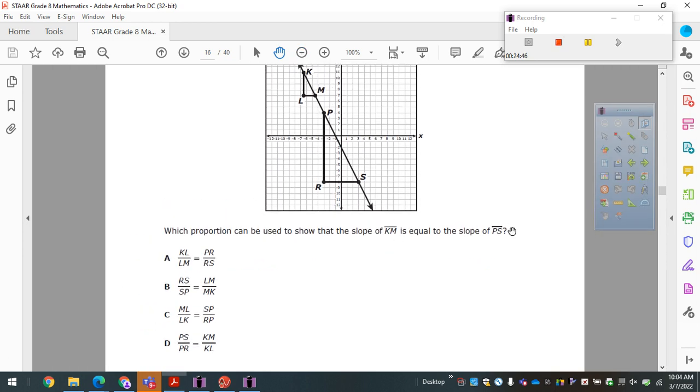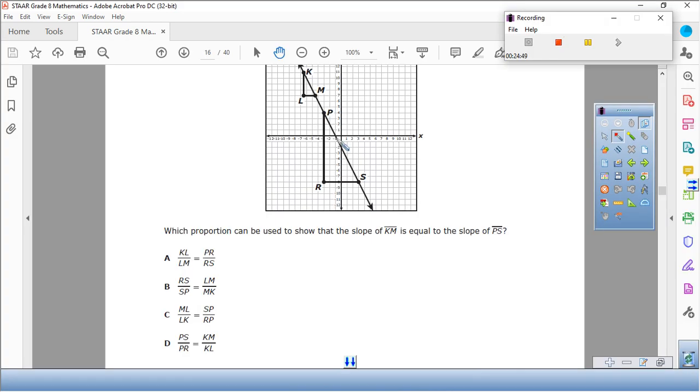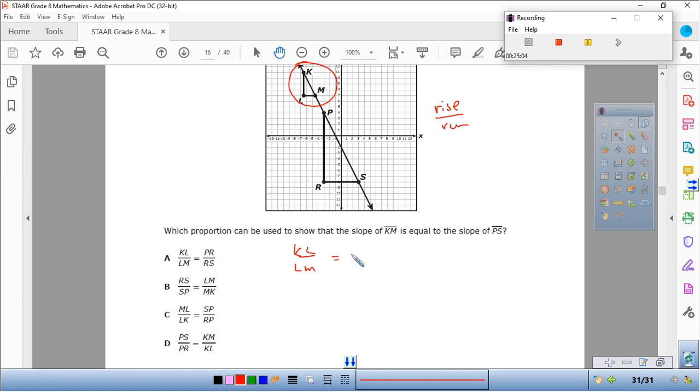KM and PS. Where's KM? KM, PS. So how do you find the slope, guys, of these line segments? Good. It's rise over run. So what's my rise here? KL and LM. Is it A already? Oh, wow, that's too easy.